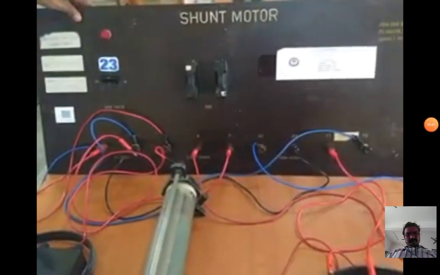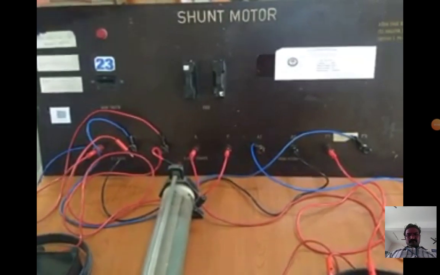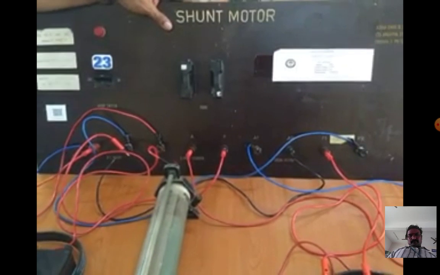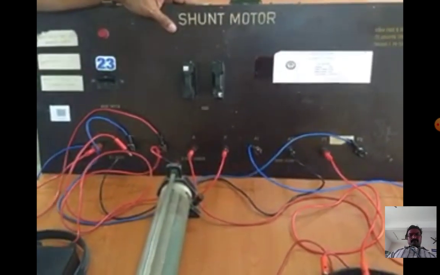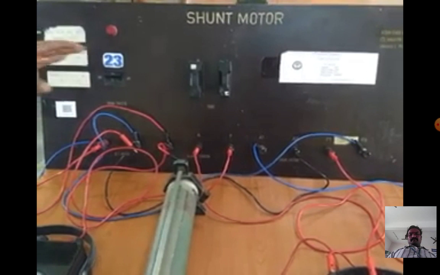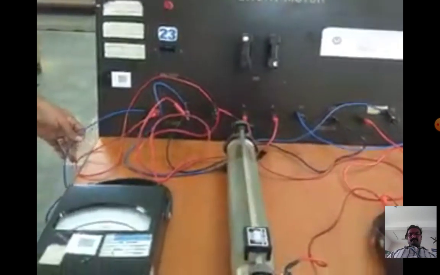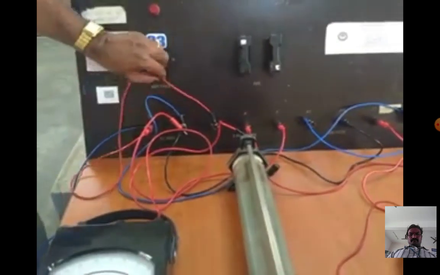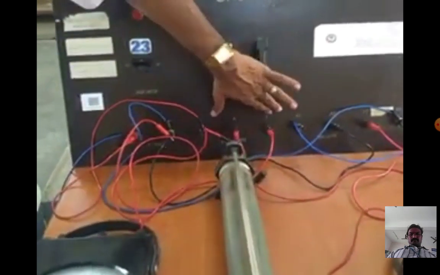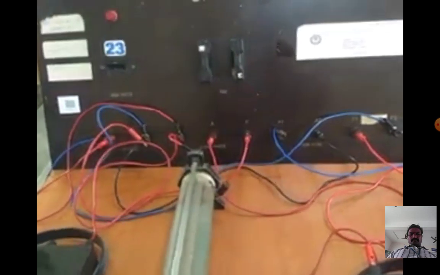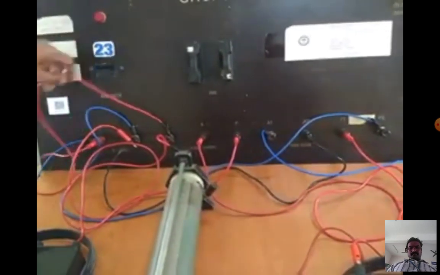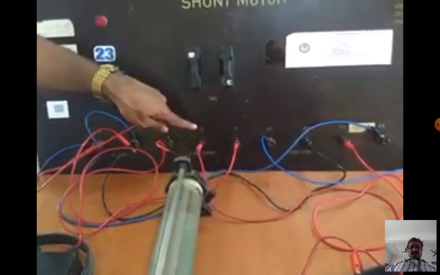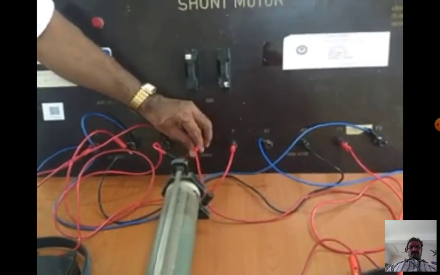Efficiency in the indirect way of the machine: the same machine acting as a motor as well as a generator. Now we see the connections of this shunt machine. From the positive to L, and F is a 3-point starter. From the positive we give L, and A is the armature terminal of the 3-point starter.